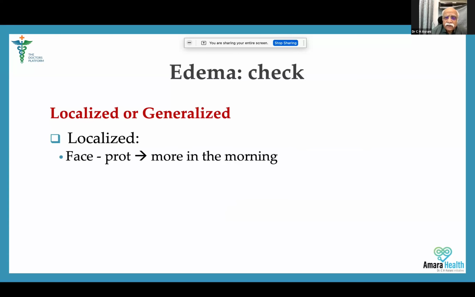Face, likely proteins, more in the morning, very likely cause of renal. Myxedema, due to very bad hypothyroidism. Allergy, NSAID allergy, localized edema on face, right upper eyelid swollen, no pain, is likely a bite.